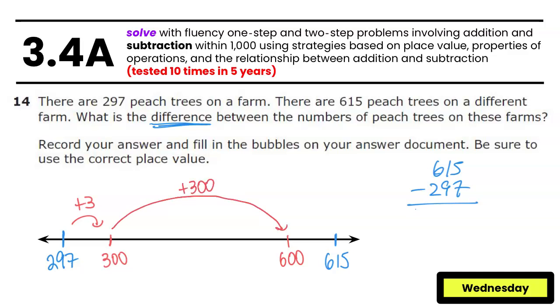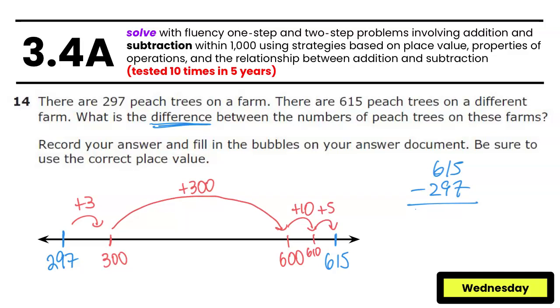300. Then from 600 to 615, some students may be able to go straight from 600 to 615 and add 15, but other students may need to go first of all to 610, which would be a jump obviously of 10, and then finally take that final jump to 5.